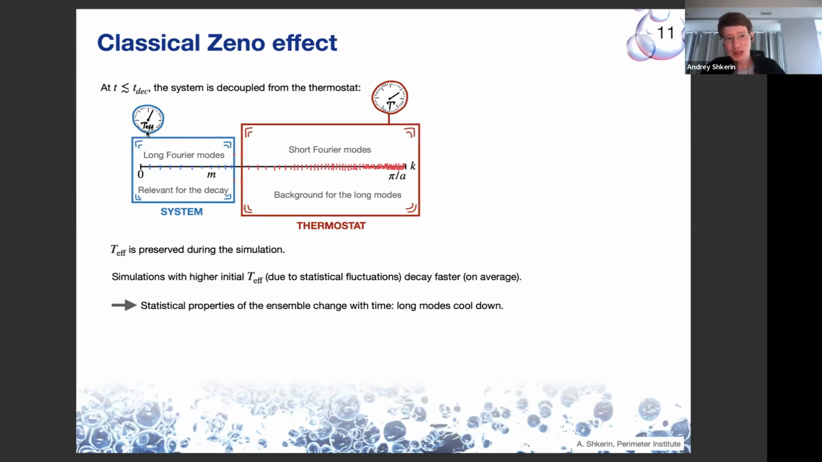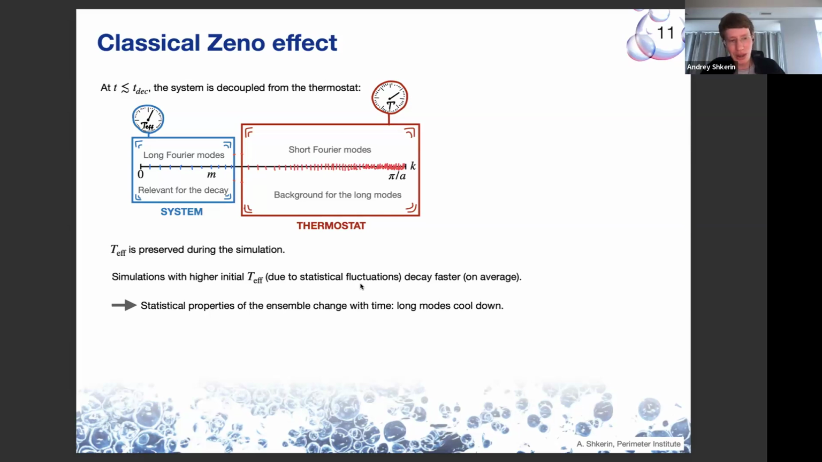But the important point is that the temperature is essentially preserved during the simulation, because the coupling to the thermostat is not sufficient to thermalize the system on a relevant time scale. But that means that simulations which have a higher initial effective temperature due to some statistical fluctuations preserve this high effective temperature during the simulation. But this effective temperature is what is most important for the decays, right? Because the decays happen here. So they have more chance to decay because they have more power stored in the long modes. So on average, such simulations decay faster, of course.